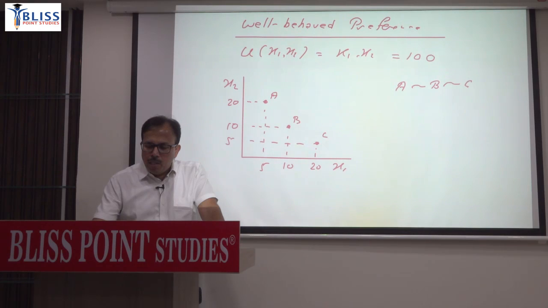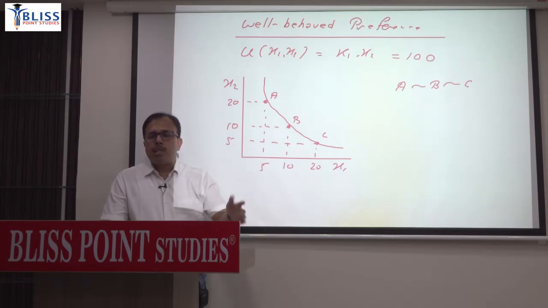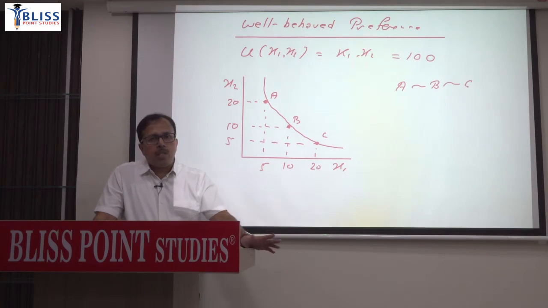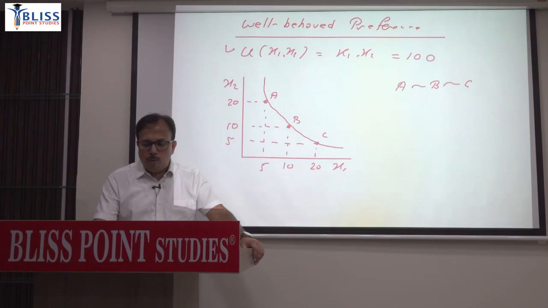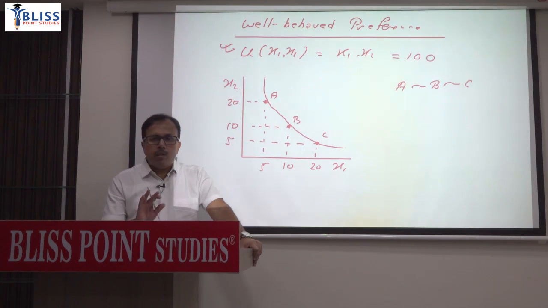Now if you connect A, B and C, in this case it will be convex to the origin. I will explain the reason why it is convex to the origin, why it is not a straight line, when it can be a straight line, and when it will be concave. So all types of preferences are there. Remember we have written one example of the utility function. As per that example we have to write the indifference curve equation. Now why it is convex to the origin, why it is negatively sloped, all depends upon the assumptions. What assumption have we made?